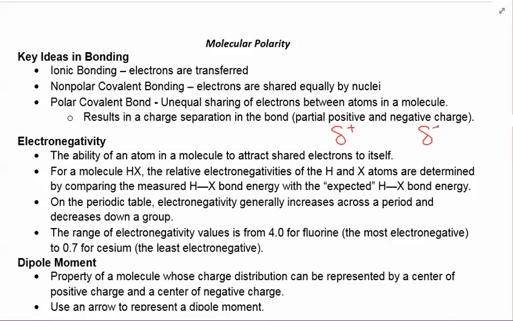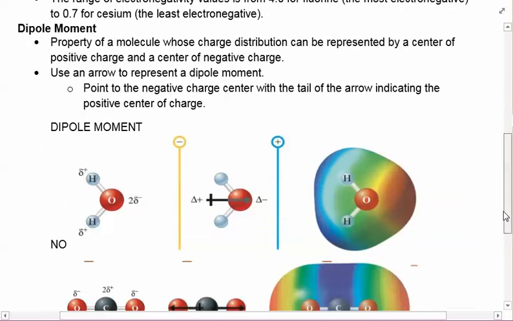This sharing, equal sharing or unequal sharing, really comes back to electronegativity. Electronegativity is the ability of an atom in a molecule to attract shared electrons to itself. So it's dependent upon the electronegativities, and you can actually do calculations for this type of bond. But for us, we're just going to look at it in generalities. So we know from our last unit that fluorine is the most electronegative atom, while cesium is the lowest, or francium, depending upon the resource.